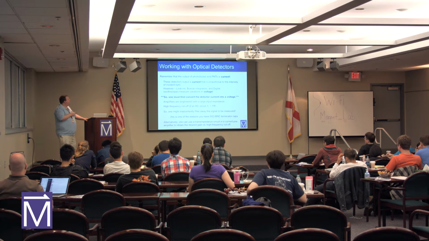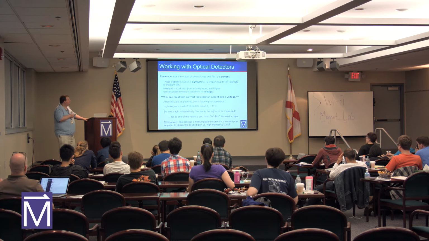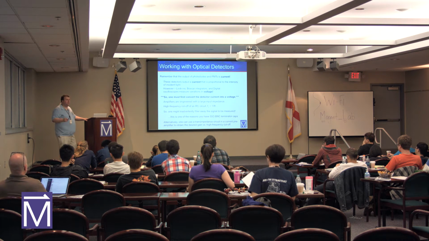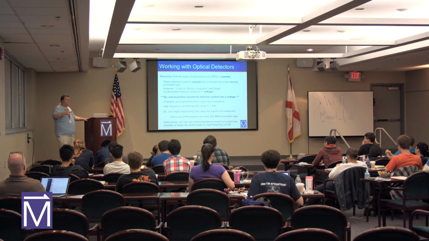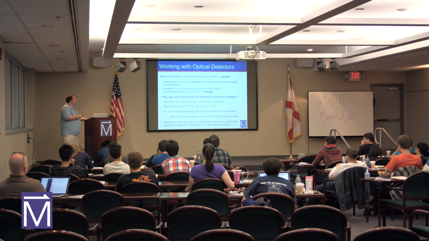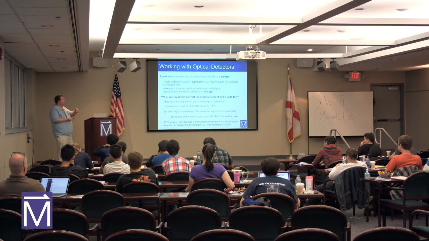All right, so working with optical detectors. Now here's something that is very easy to forget, and I want to stress it because it's important to remember. If you forget this, a lot of times you won't see any signal, and you have to correct it before you move on. So you have to remember that the output of photodiodes and photomultiplier tubes is current. It's the photoelectric effect, all right? Photon comes in, electron goes out. These detectors output a current that is proportional to the intensity of the incident light.